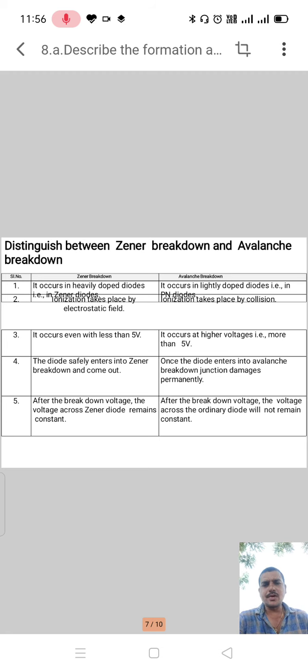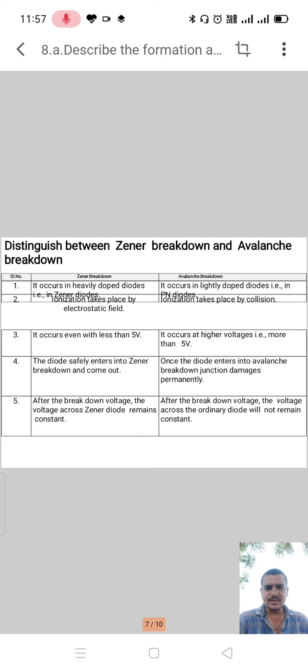Next point, last point, fifth one. From the Zener breakdown side, after the breakdown voltage, the voltage across the Zener diode remains constant. After the breakdown voltage, the voltage across an ordinary diode will not remain constant. These are the 5 important comparisons between Zener breakdown and avalanche breakdown.